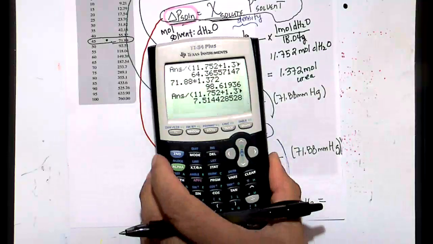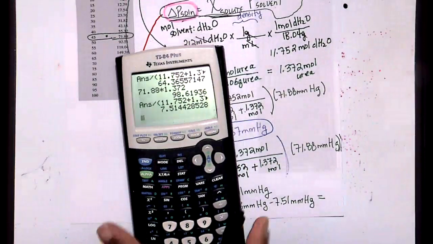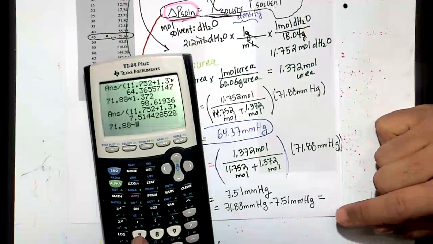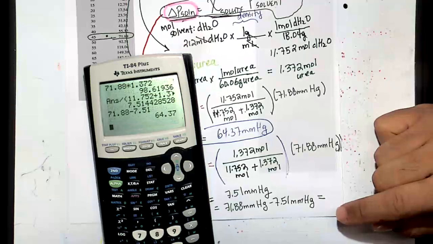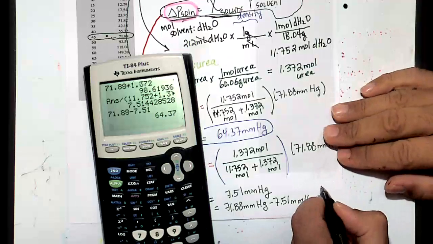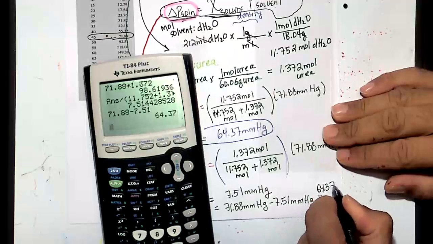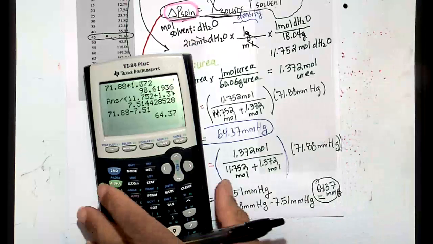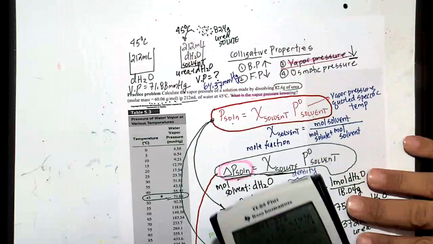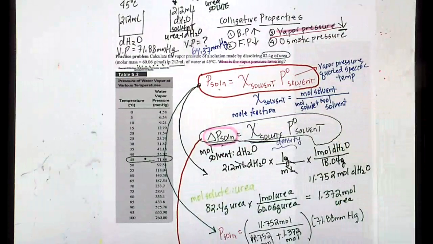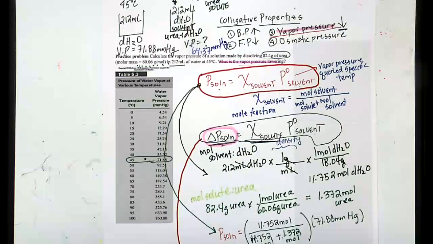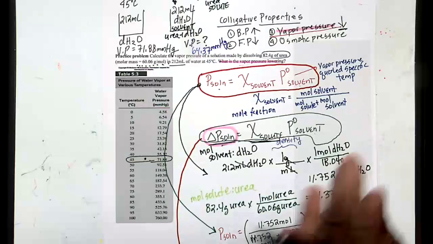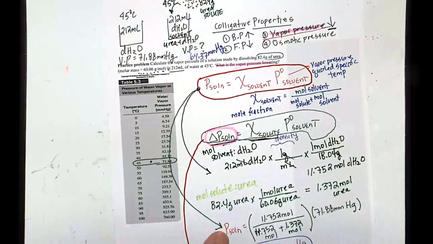So what is that on our calculator? 71.88 minus 7.51, 64.37. Okay, which is the same as you see here. So you still got the right answer, but what do you need to do next? The additional step? Subtract. Yeah. All right.